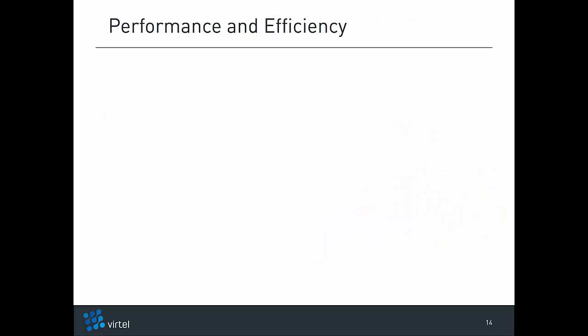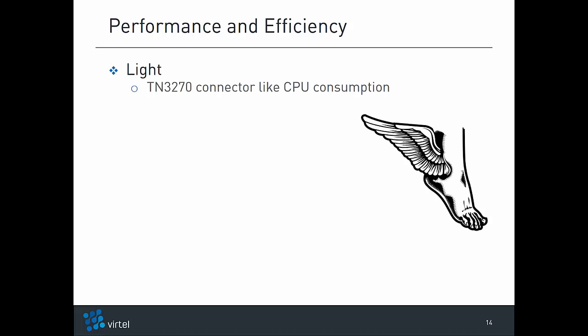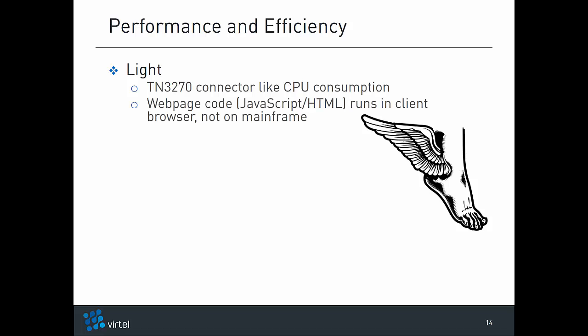Now, with a solution running on the mainframe, the question that immediately comes to mind is how much CPU will it consume, and how will that consumption impact the mainframe costs? The answer is that Virtel Web Access consumes just about the same CPU as the TN3270 connectors it replaces. We benchmarked it to be sure. But how come? It's because the smarts of the 3270 terminal emulation are in the JavaScript HTML code of the web page, and that code runs in the client's web browser, not on the mainframe.